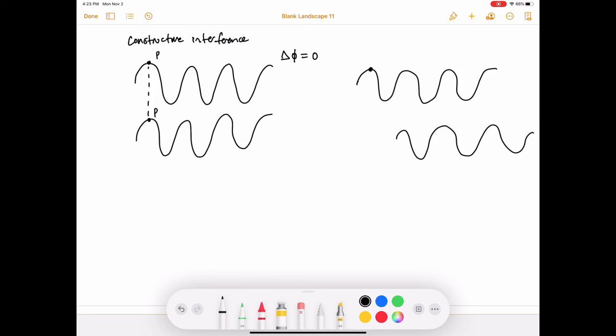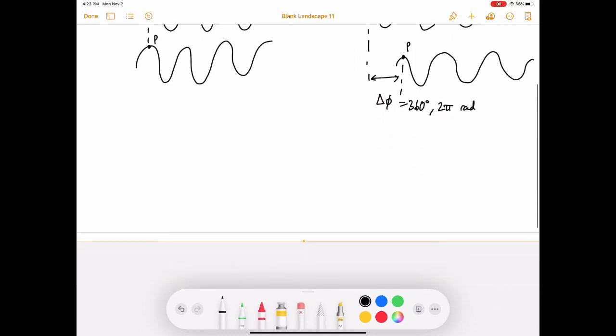So now here's that point P on the first waveform. Here it is on the second one. So the phase difference between the 2 waveforms, delta phi, is equal to 360 degrees or 2 pi radians. And we still have constructive interference because we have a peak which meets another peak, allowing the waves to constructively interfere. Now, we have destructive interference.